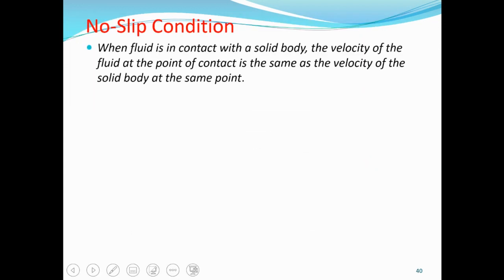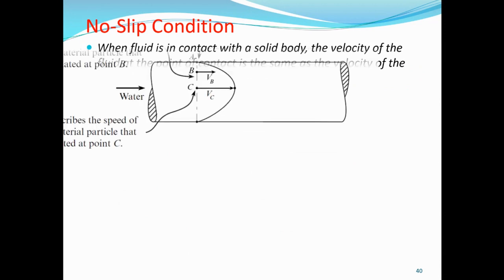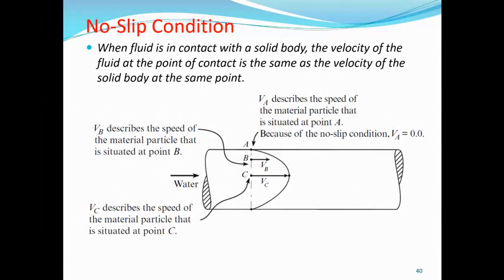So the no-slip condition, which I just finished explaining, says that when fluid is in contact with a solid body, the velocity of the fluid at the point of contact is the same as the velocity of the solid body at the same point. Meaning, if the body is stationary, the fluid velocity will be 0. If it is moving, then the fluid velocity will be equal to the velocity of the solid body. This I will also explain again. This is a pipe where you have water flowing, bounded on all sides.